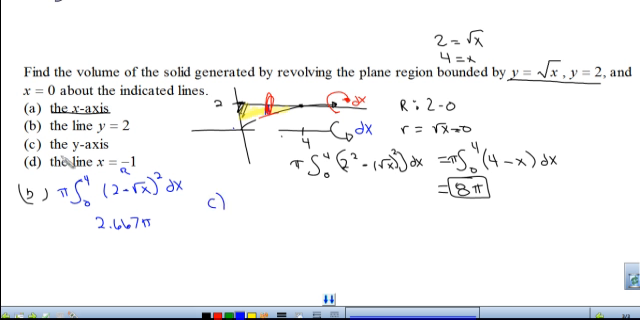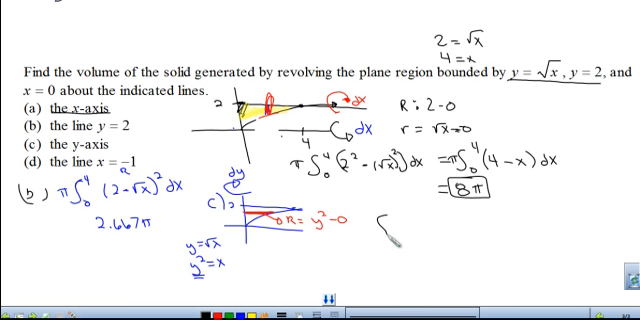For part C, it says the y-axis. Let me go ahead and try it again. Now we're going to have the y-axis, which is a dy. So what we can do is solve for x. Since we have a dy, we want our variables in terms of y. So there's my radius. My radius is going to be y squared minus 0.